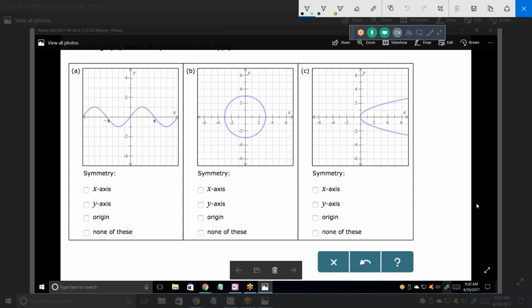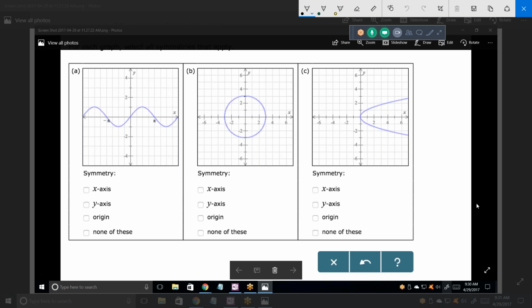Oh, so they want to know, for each graph, select all symmetries that apply. Okay. Kind of simple. So when something is symmetric across the y-axis, it has to be in the top right, in the 0 to 90 degree place. The best thing to do is look at one of these and tell me if it's symmetric about the y-axis. Are any of them? Well, yeah. Which one? About the y-axis, just B.